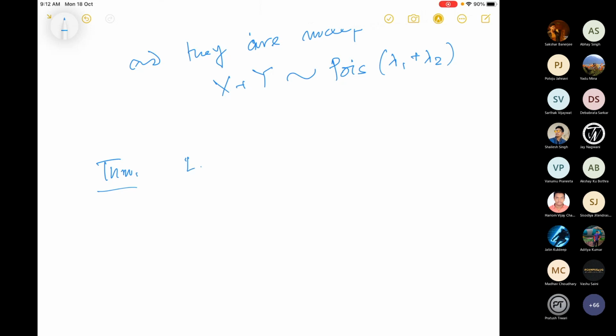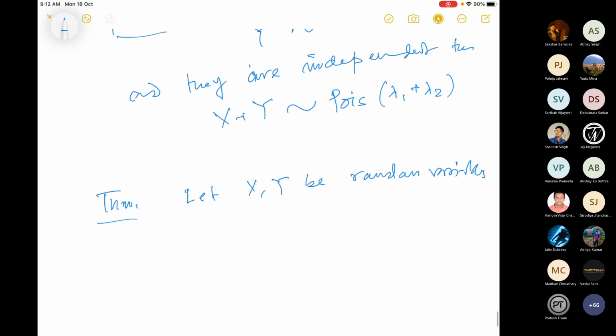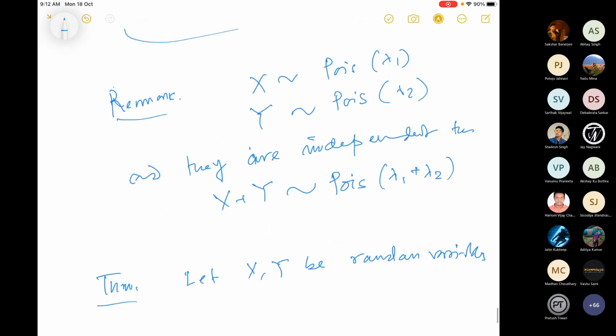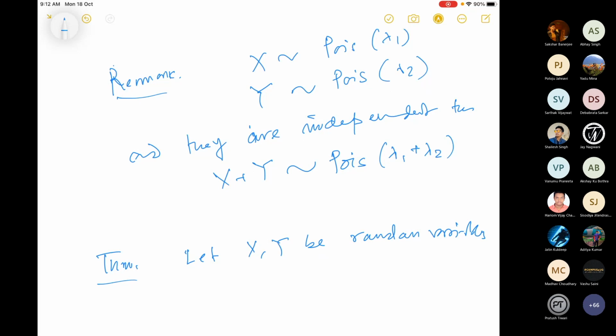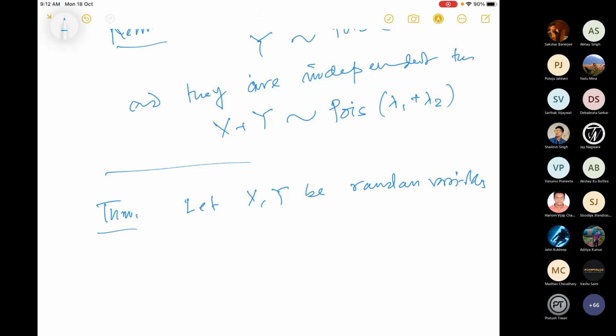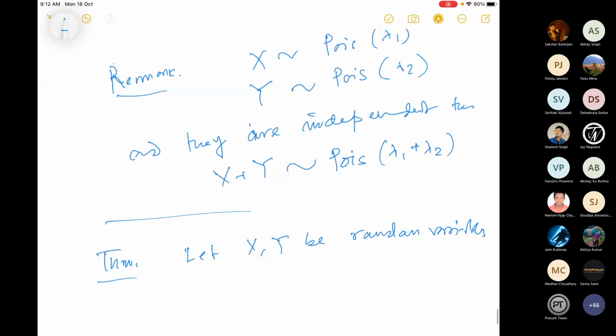Okay, so let me write it this way. Let x, y be random variables. Just a question here: what happens if x, y are independent normal random variables? What happens to their addition? Does anybody have a clue? Like here, x and y Poisson, x plus y is also Poisson, and the parameter is nothing but the addition. But now for normal, you have 4 parameters. X is, let's say, mu1 sigma 1, y is mu2 sigma 2. Then x plus y, if it is normal, what should be its mean and variance? That will be the question.